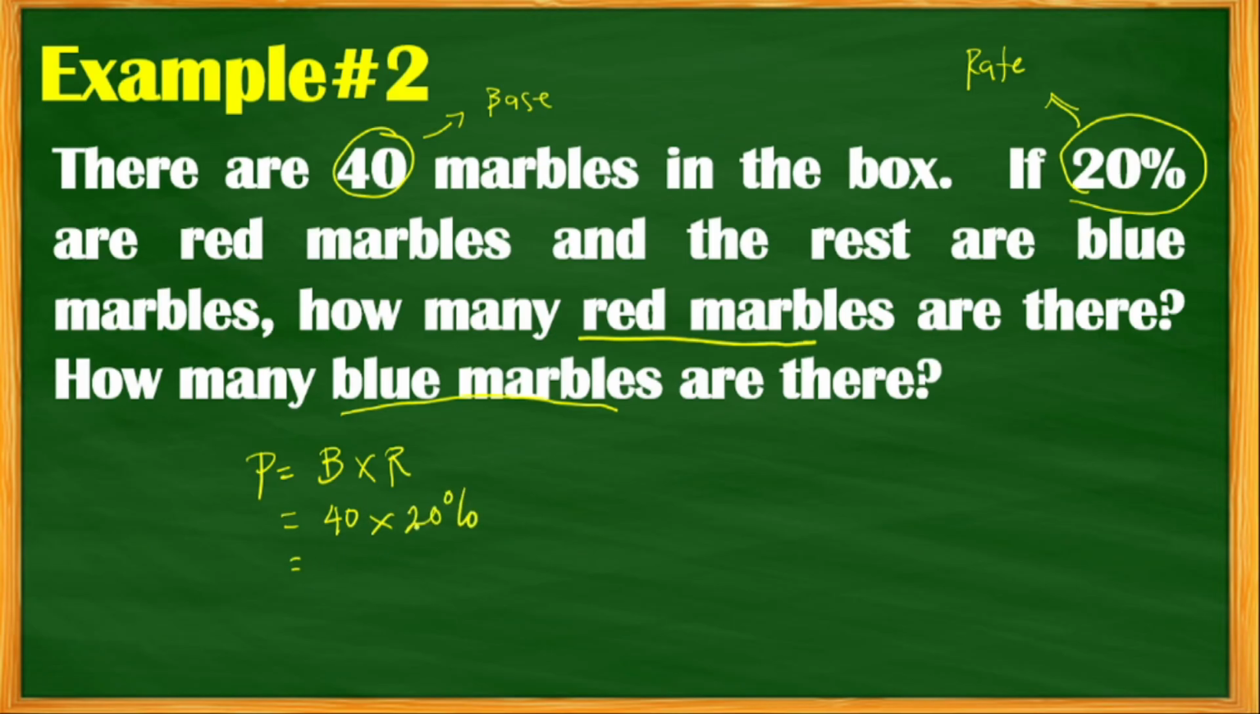Then using the left method approach, you just move the decimal point to the left one place. It becomes 4.0, and then move the decimal point one place. It becomes 2.0. Then remove the percent sign. 4.0 is equivalent also to 4. And then 2.0 is equivalent to 2. Then 4 times 2, the answer is 8. So percentage is equal to 8. This would be the red marbles because it is 20%. This would be 8.